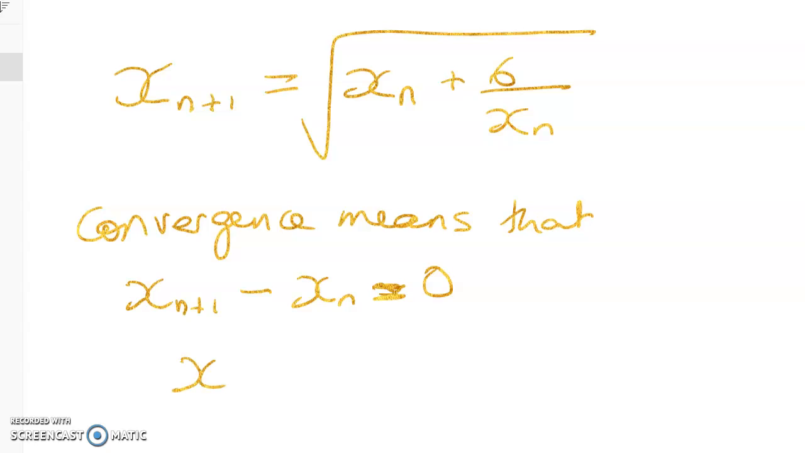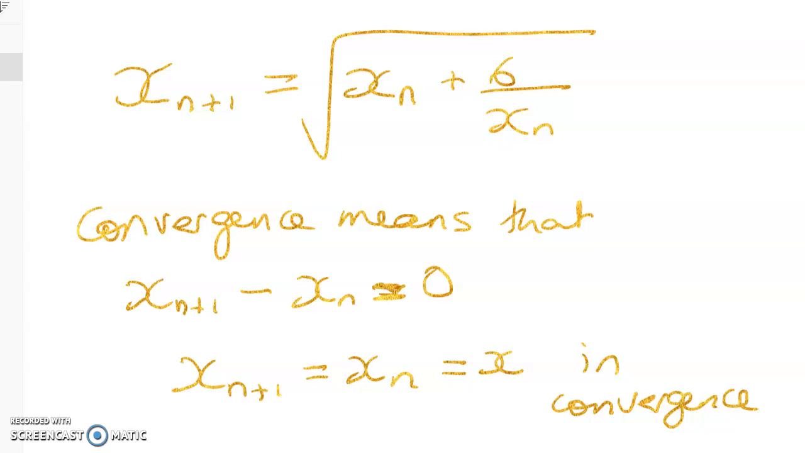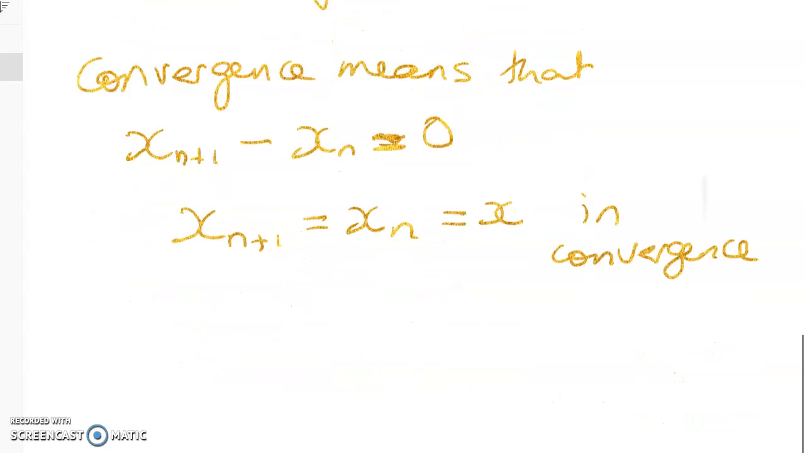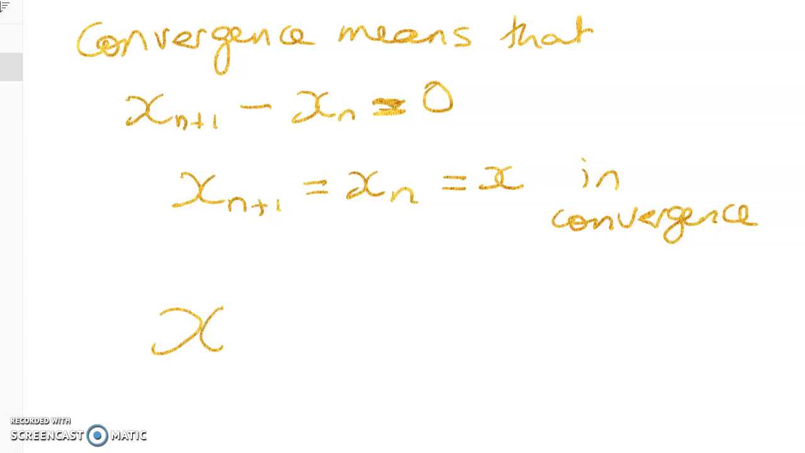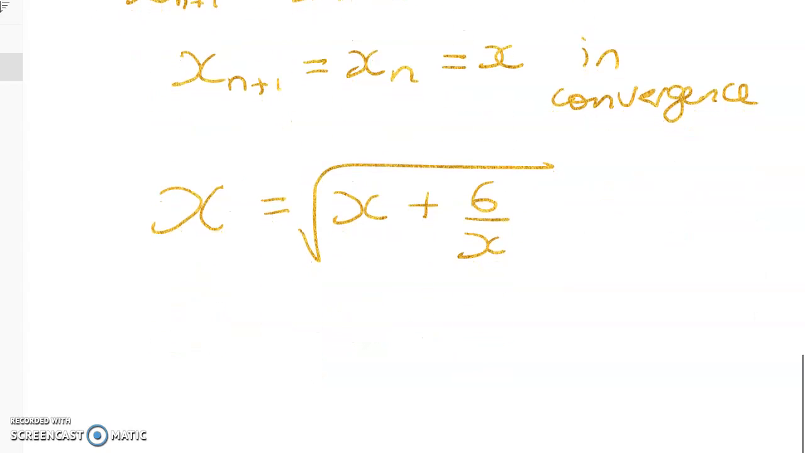Which means that we can replace each of those with x. We'll put in convergence. So what we're going to do now is just that. We're going to replace the subscripts with nothings. So we have x equals the square root of x plus 6 over x. Now we're going to rearrange this. Square both sides. We get x squared is equal to x plus 6 over x.